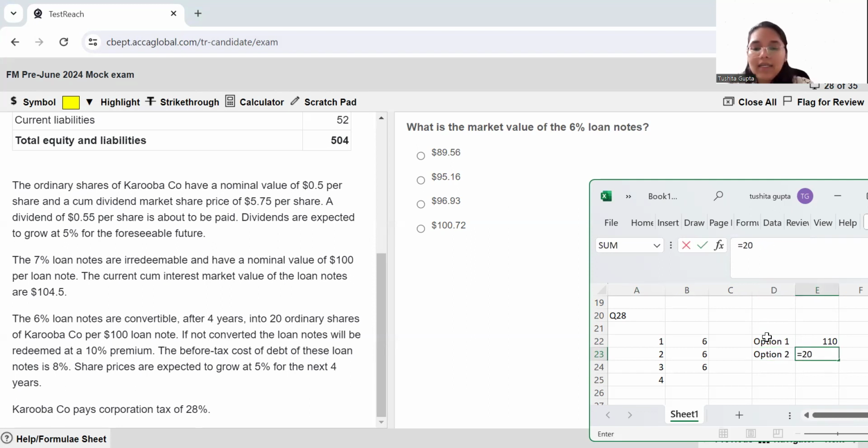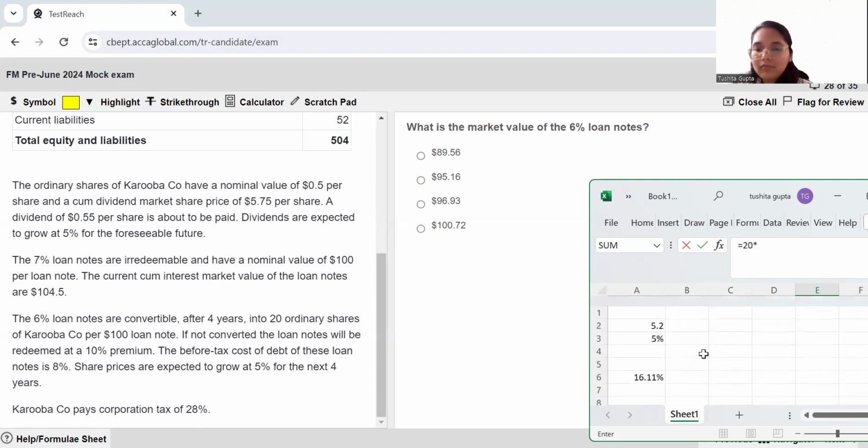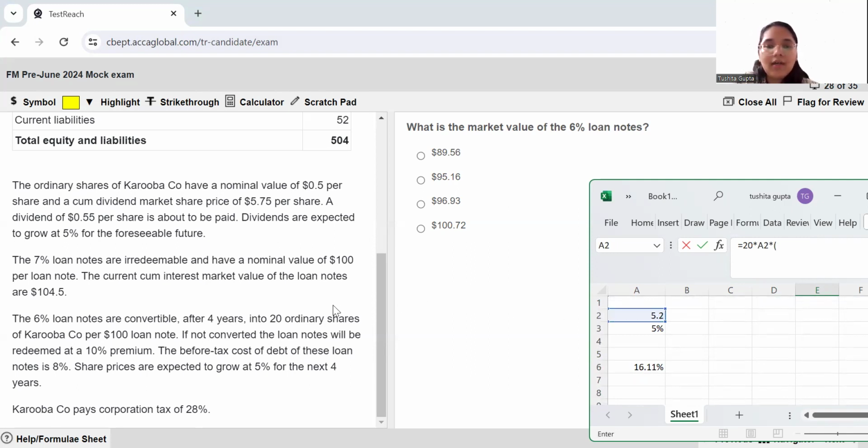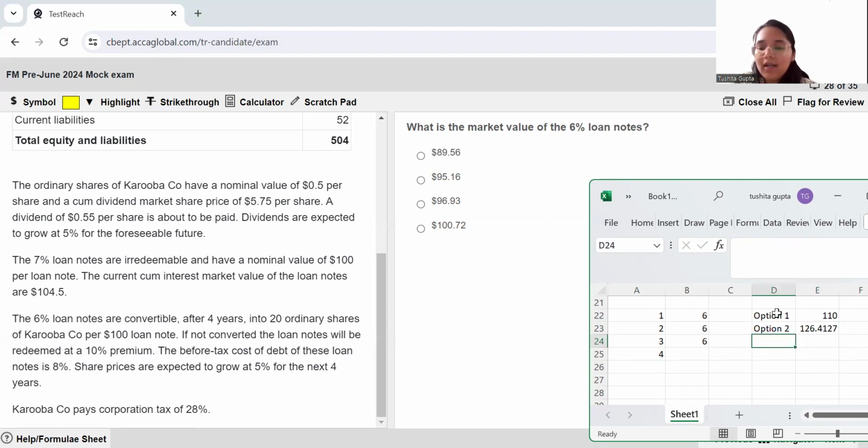How many shares? 20 equity shares. What will be the value of one share? Presently, the market value was 5.2, which we just calculated above. Take 5.2 and multiply that by your growth rate, so 1.05 raised to the power of 4 years. So this over here is my conversion value.